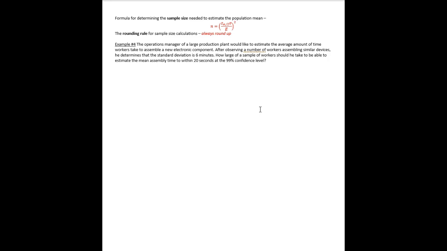The operations manager of a large production plant would like to estimate the average time workers take to assemble a new electronic component. After observing a number of workers assembling similar devices, he determines that the standard deviation is 6 minutes. How large of a sample of workers should he take to be able to estimate the mean assembly time to within 20 seconds at a 99% confidence?